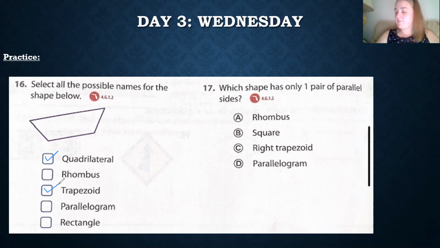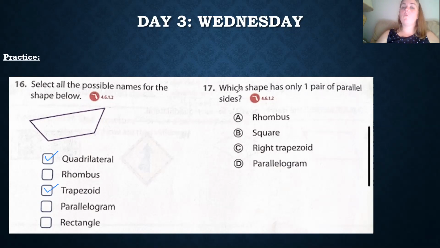A parallelogram would have 2 pairs of parallel sides, and this only has 1 pair. And then the last one is a rectangle. A rectangle has 4 right angles, and this doesn't have any right angles, so we know it's not a rectangle. The answer is quadrilateral and trapezoid.